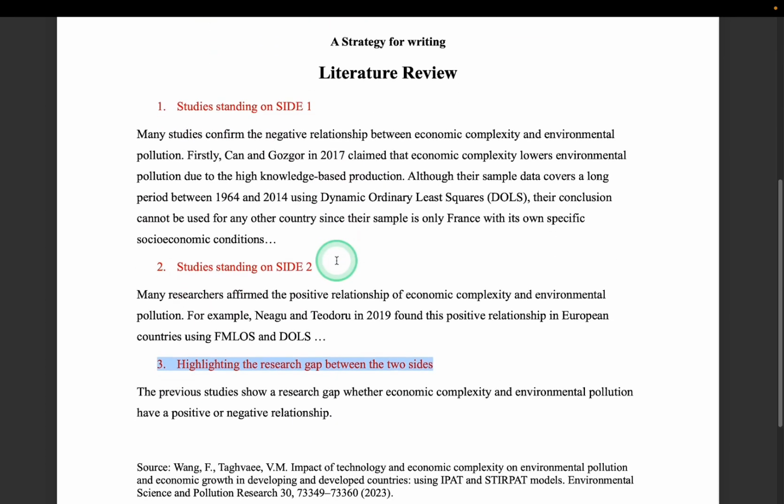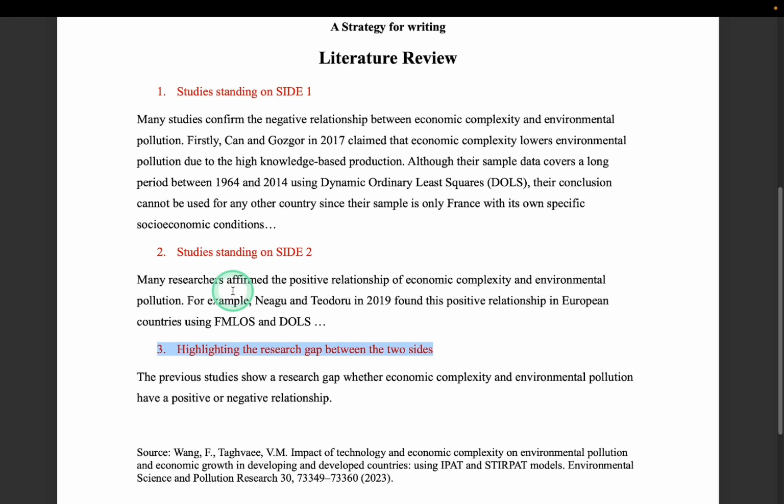In this paper, the literature review uses three main paragraphs. The first main paragraph introduces the findings of the studies standing on side 1. The second one is about the studies standing on side 2, and the final paragraph highlights the research gap between the two sides.